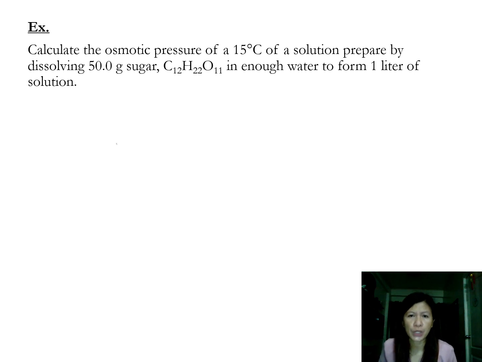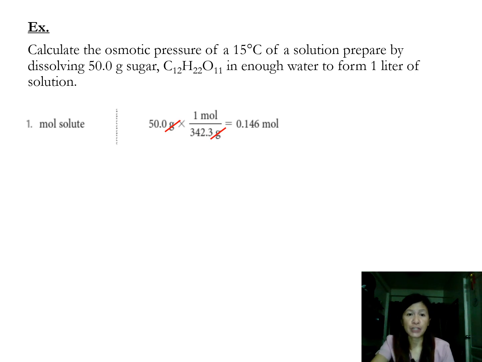Calculate the osmotic pressure of a 15-degree solution prepared by dissolving 50 grams sugar with the chemical formula C12H22O11 in enough water to form 1 liter of a solution. So first we determine the mole of solute. We have the given mass of solute, 50 gram sugar with this chemical formula.